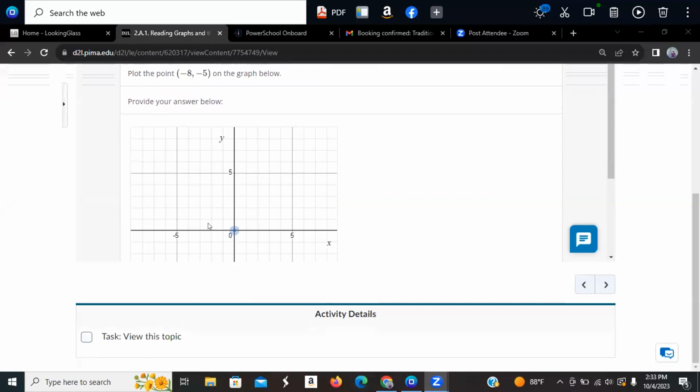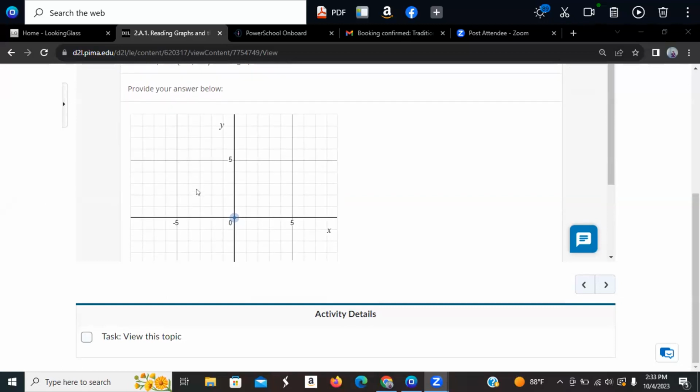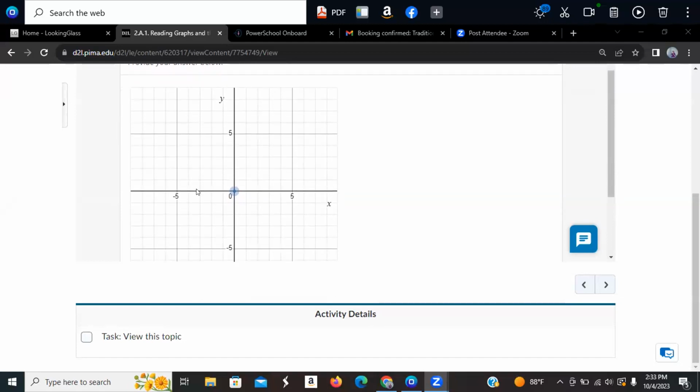All right, so this one I'm going to help talk you through. (-8, -5). The first number means left or right, and maybe you already know this. So you're going to go left 8 with that point. I think you just click on it there at the origin and drag it. Click and hold and move it left 8.